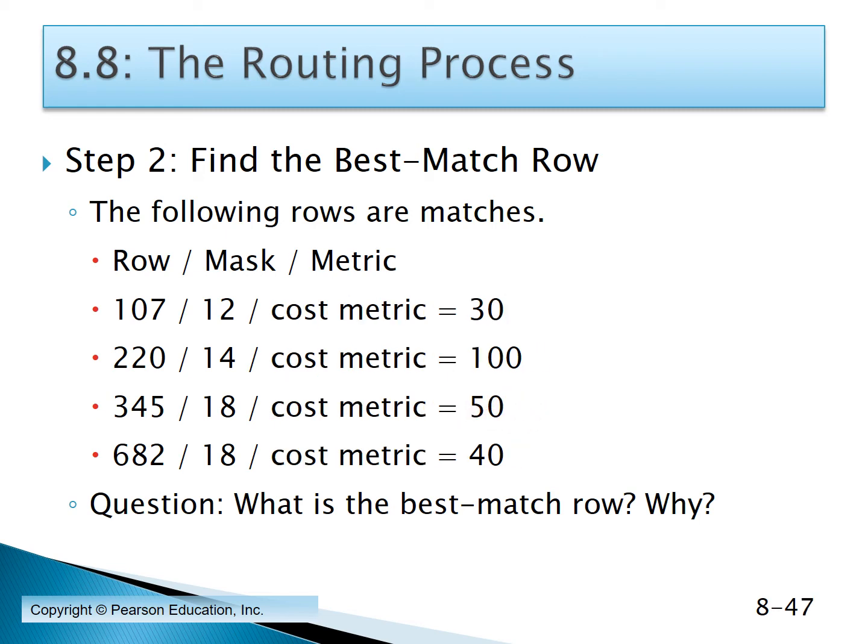So one more example here. We have 4 rows again. You have 4 different masks, and row 345 and row 682 have the longest match, 18. But they have different cost metrics. In this case, we select the one with the lower cost, right? So that means it will be 682 because it has the longest match, and among the two with the longest match, it has a lower cost of 40. So 682 will be the best match here.